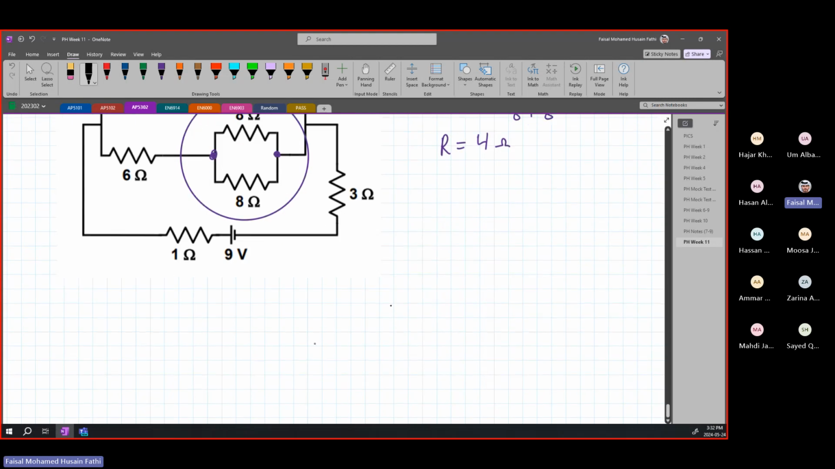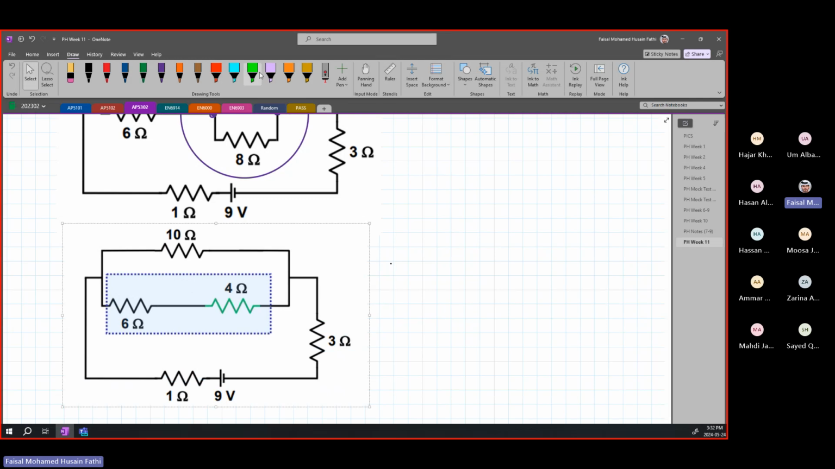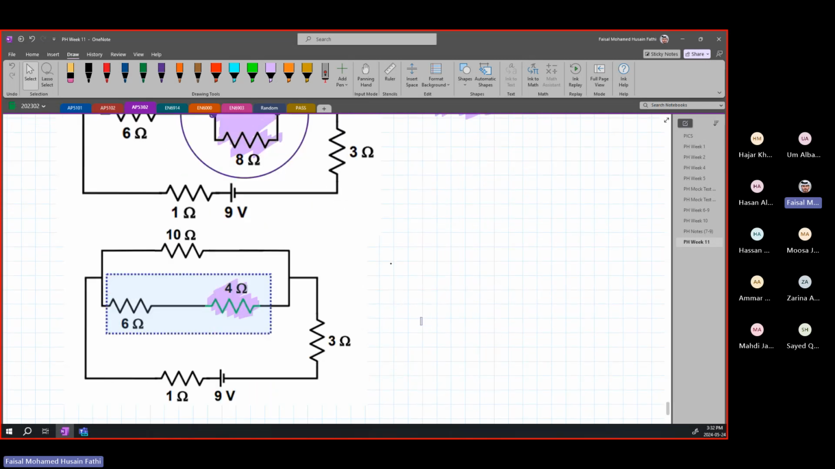Once we simplify that, now we have a circuit that looks like this, where if you notice this connection over here, this 4 ohms, we got it from over here, from the 2 parallel that we simplified initially. Now we can look at these two, which are in series. How do we know they're in series? There is only one point of connection in between them over here. So these two are in series, and we can simplify it.